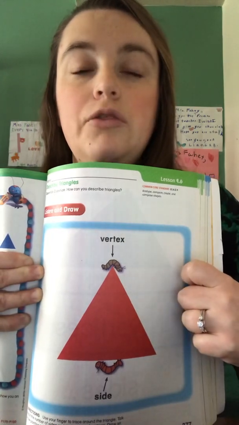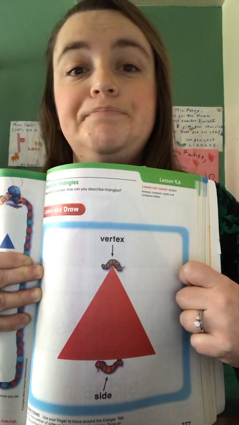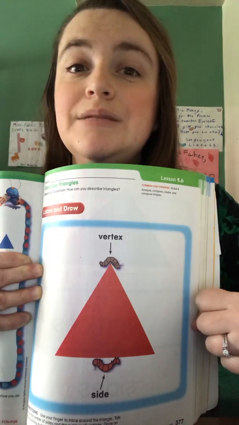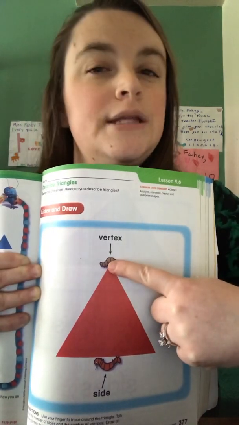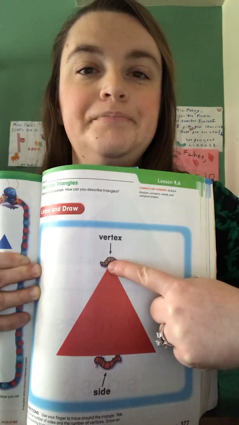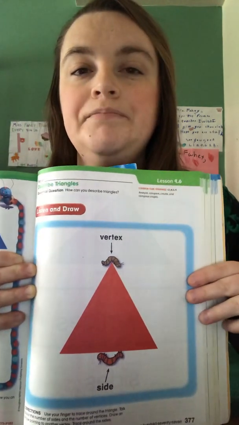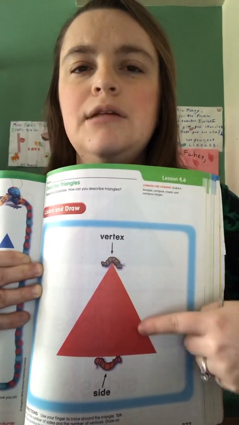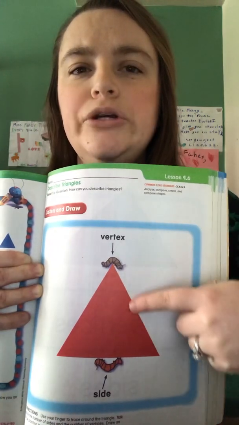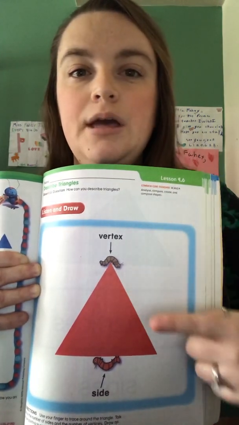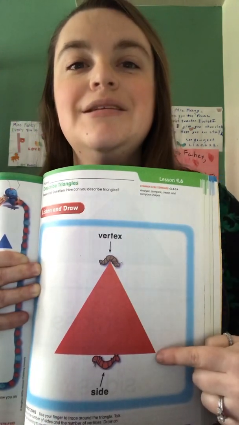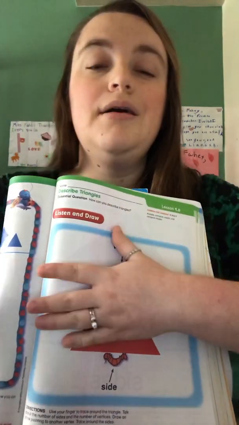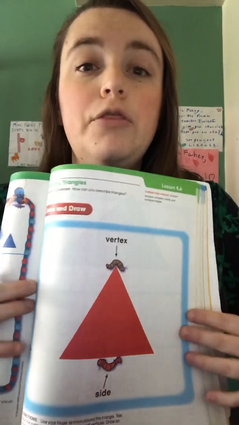Put your finger on the worm that is on the side. Put your finger on the worm that is on the vertex. Can you find another vertex in this picture? There's 2 more. Can you find one? Is this a vertex? It's straight and flat. Does this look like a corner? How about this one? Is this a vertex? Very good.